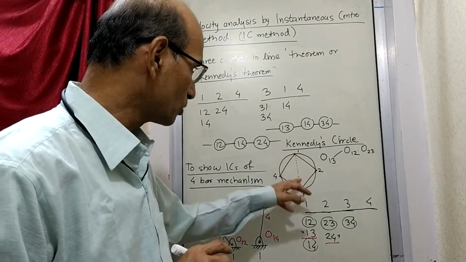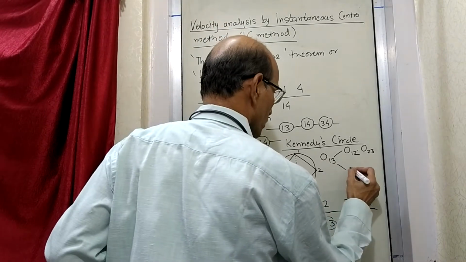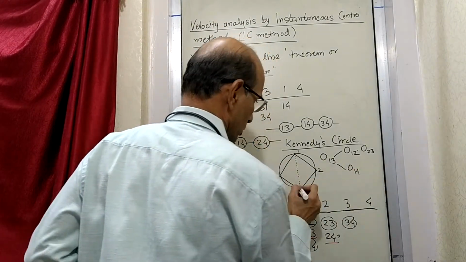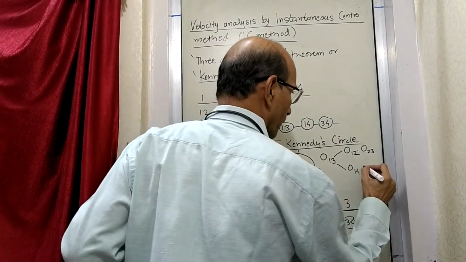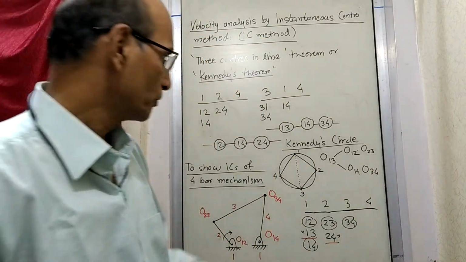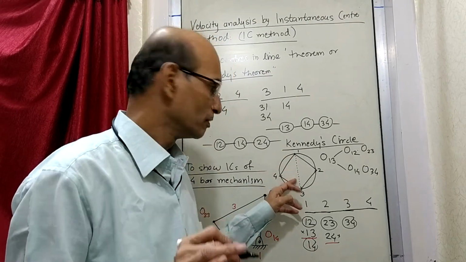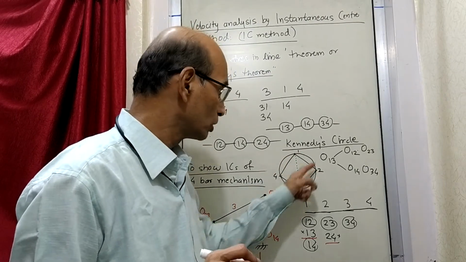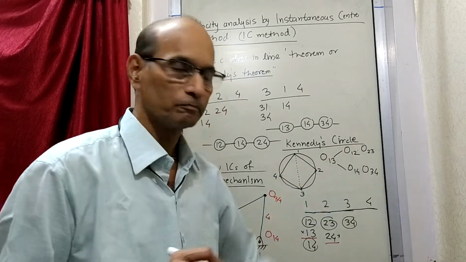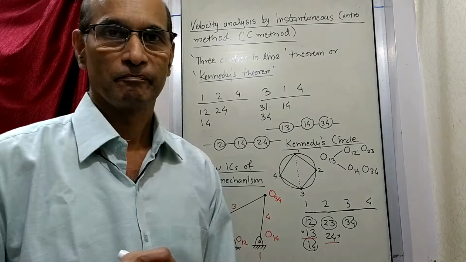Is there any other road to reach from here to here? The other road is O14 and O34. Correct? So if you want to reach from here to here, when this road is not there initially, this is one route and this is another route. Now see what has happened by writing like this.